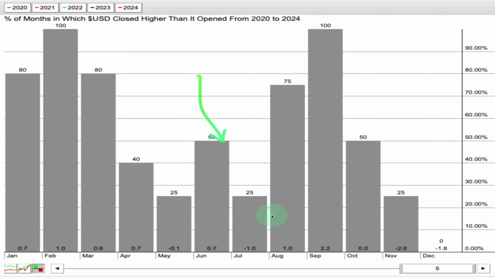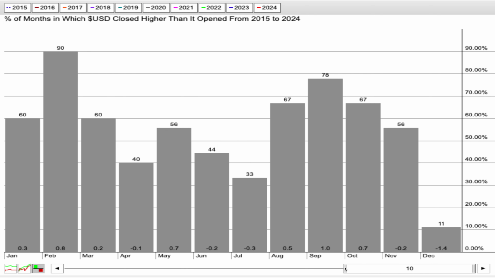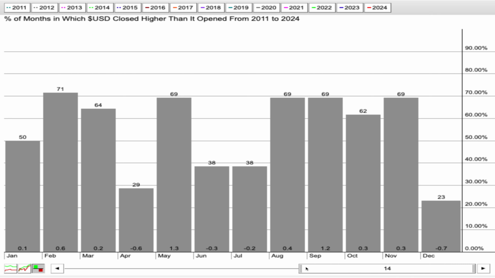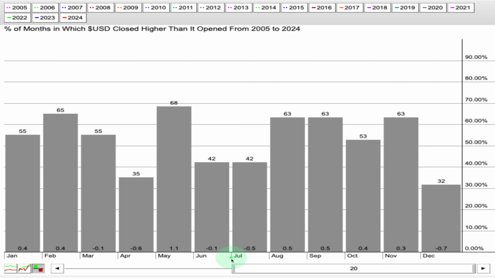June is strong on the 5-year, but then May is the strongest on the other time frames between the 20, 15, and 10. So that's what the seasonality is showing. I'll continue researching, but I just kind of wanted to give you a big picture view of what's going on.